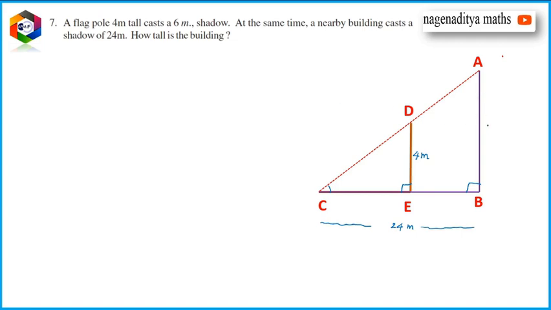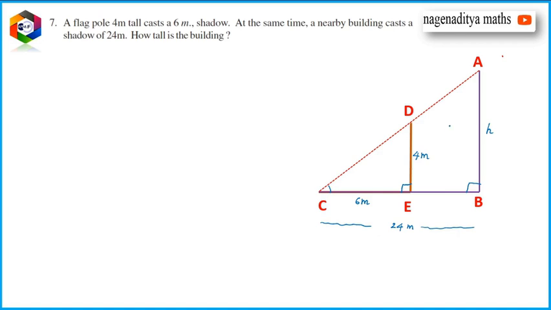So let the height of the building be h, and the shadow of the flag post is also given as 6 meters. So this is 6 meters. So this is the required diagram for the given problem, and these are the values represented: height of the flag post and height of the building, and shadow of the flag post and shadow of the building. So we have to find the value of h, the height of the building.